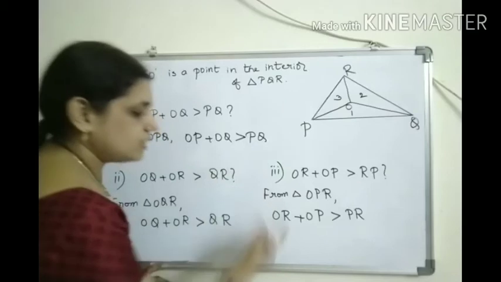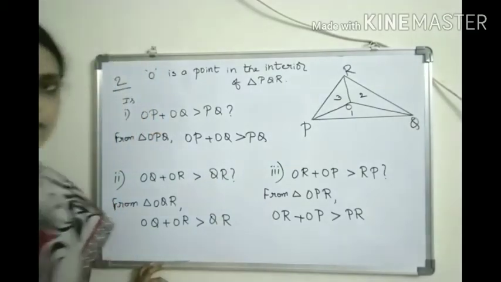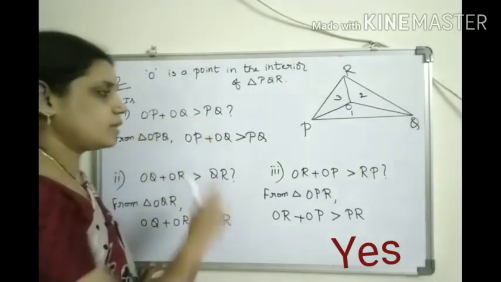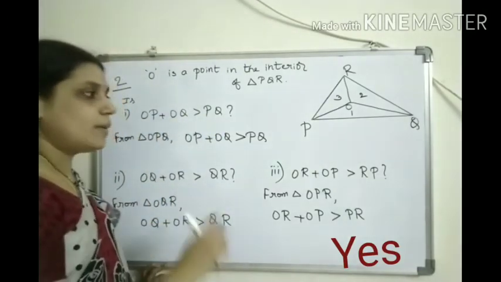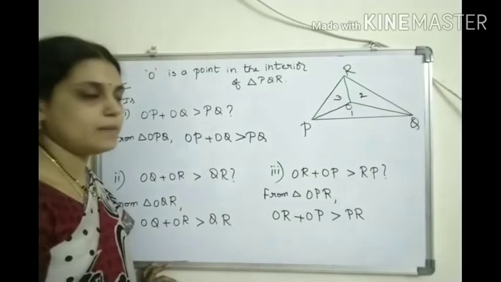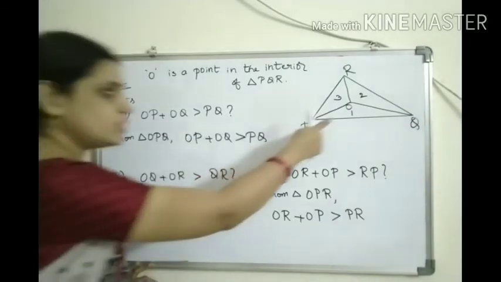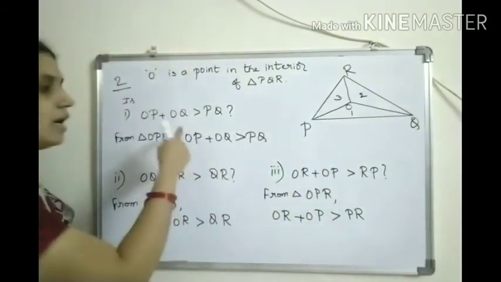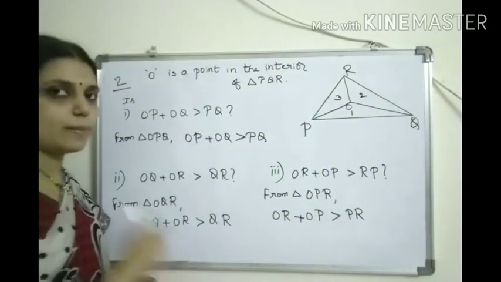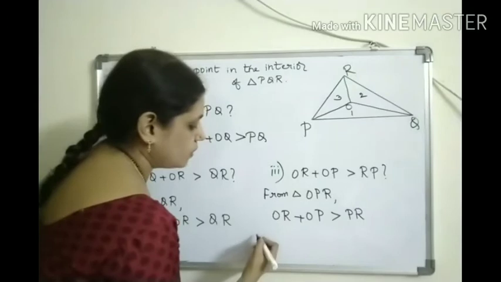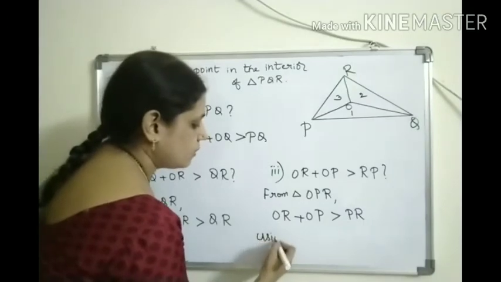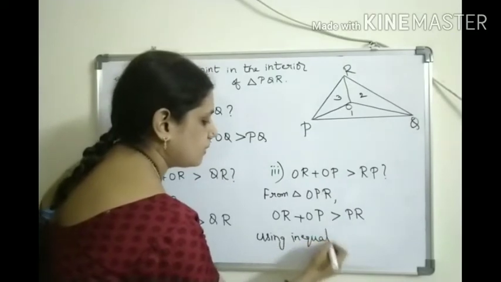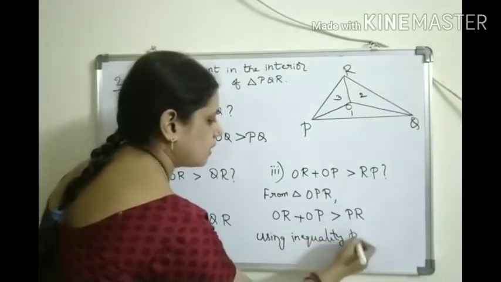So here all these three are yes. Actually the answer is yes. The question is, is OP plus OQ greater than PQ? Yes, you can write. But how it is yes, you also have to explain. That's why we are joining O with the three vertices PQR, and then we have taken the three triangles, then we applied the inequality property. All these we proved using the inequality property of triangle.